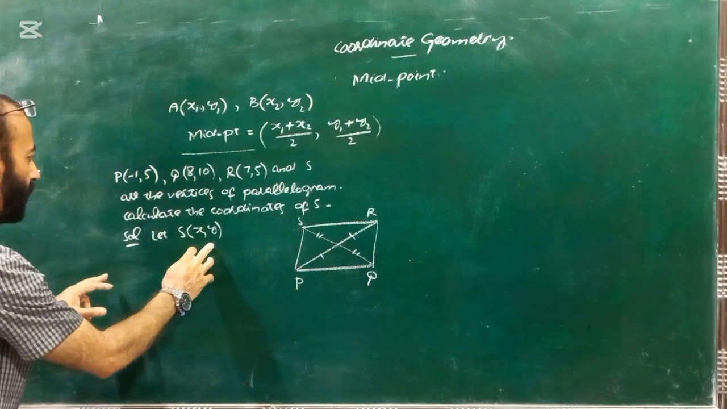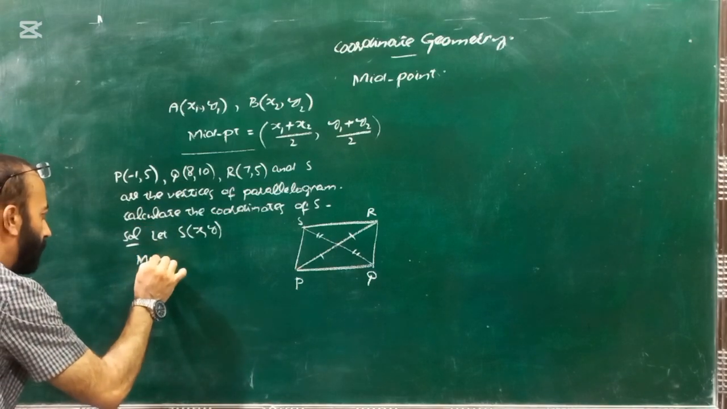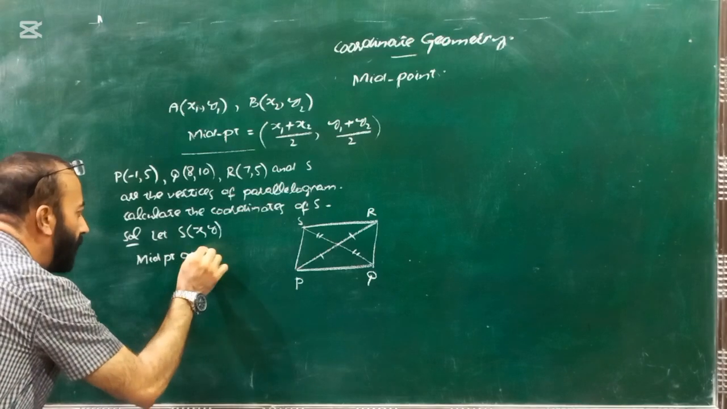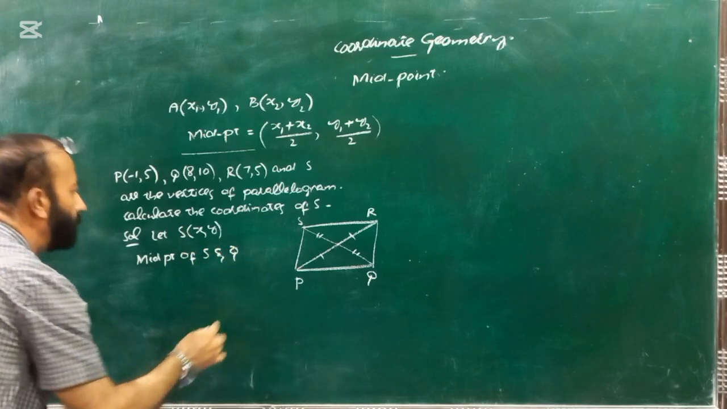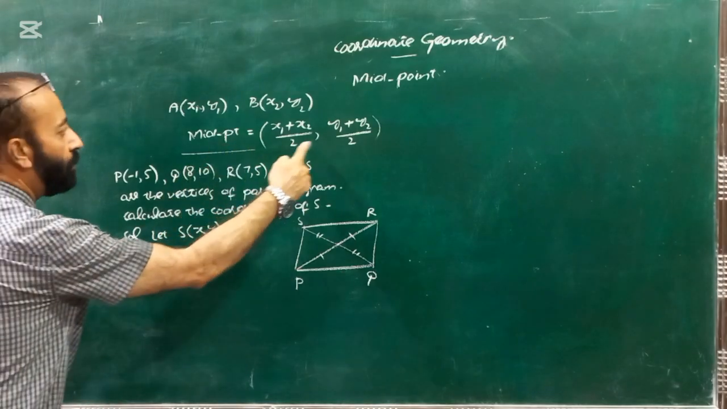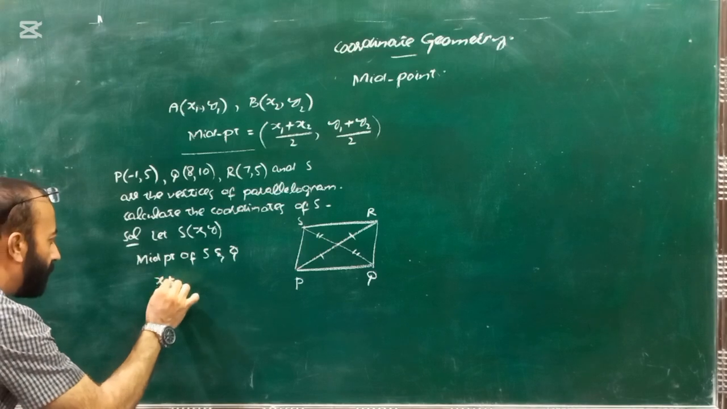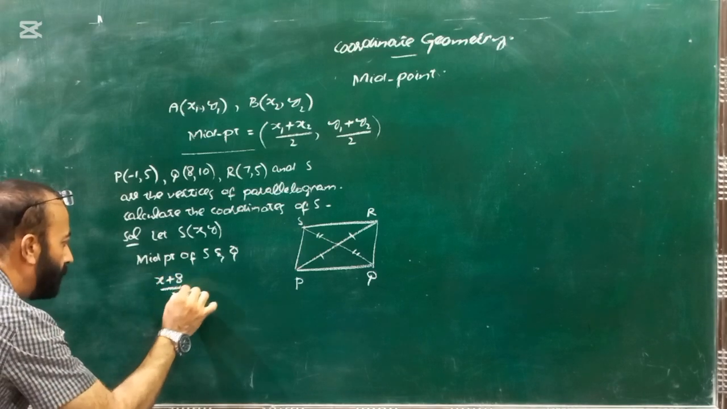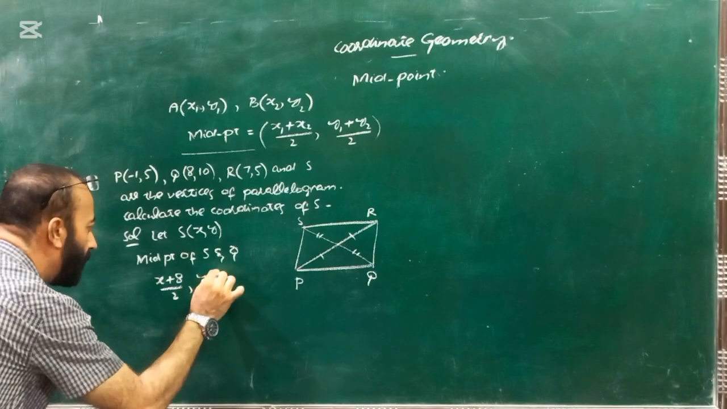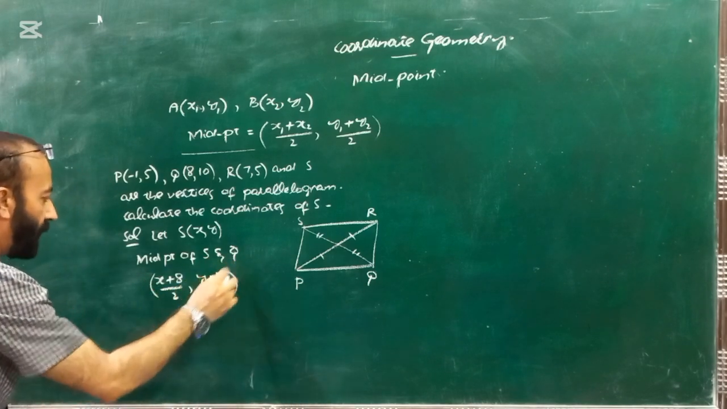So first we are going to find the midpoint of SQ. This is S, this is Q. So the midpoint of S and Q: x1 plus x2, here is the midpoint formula. So (x plus 8) divided by 2 and (y plus 10) divided by 2. So this is the midpoint of SQ.